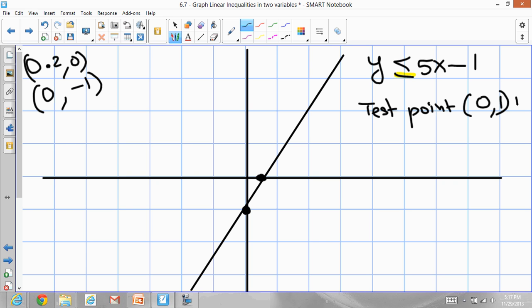So I'm going to call this my test point A. So for example, if I choose this point 0 and 1 as my test point A, I want to see whether I should shade this direction or I should shade this direction. So I'm going to go to my inequality. So this will be my X and this will be my Y.